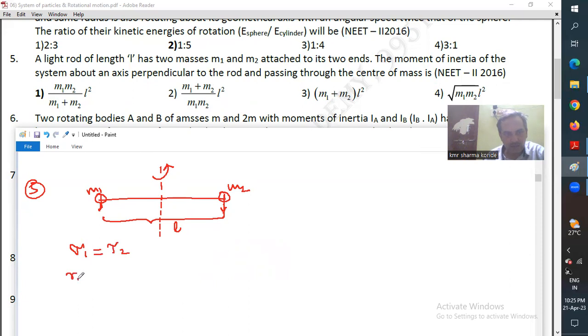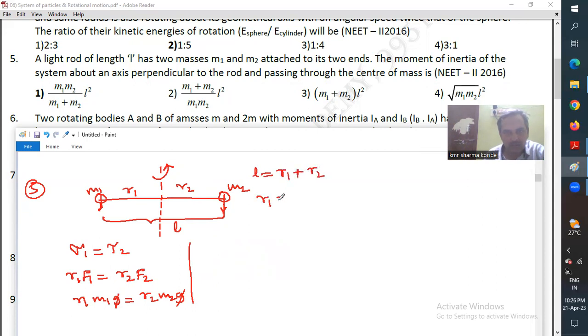So tau is R1 with F1, equal to R2 with F2. This is a perpendicular distance. So R1 times M1G is equal to R2 times M2G. The G's get cancelled. So let us say that from the center to the first mass, R1 is the distance, and from the center to the second mass, R2 is the distance. So we can say L is equal to R1 plus R2. So we can write R1 is equal to L minus R2.